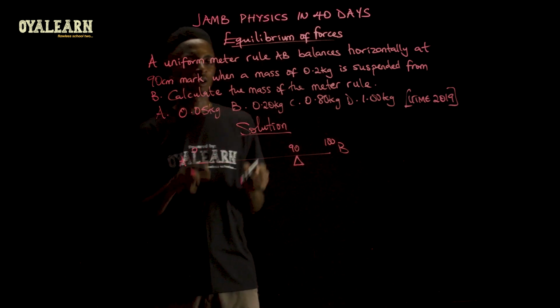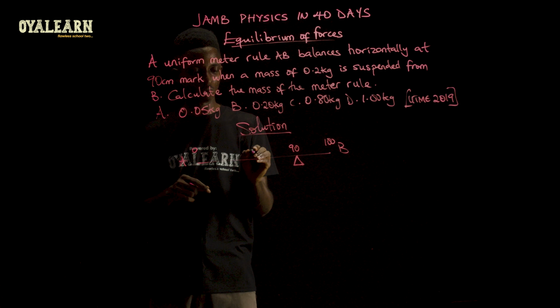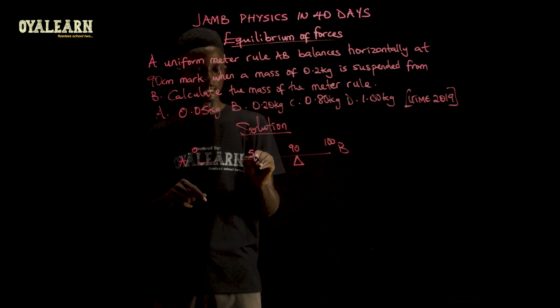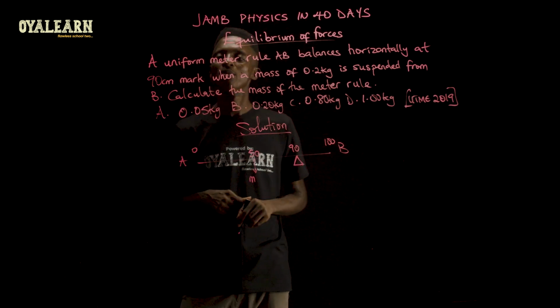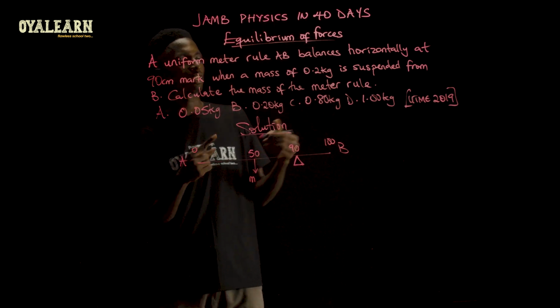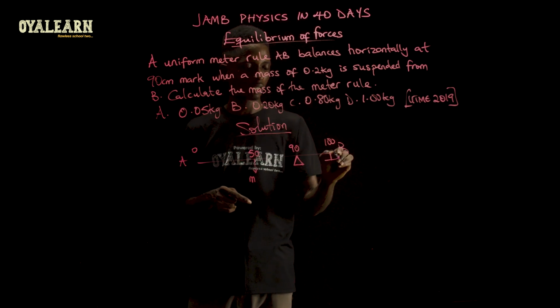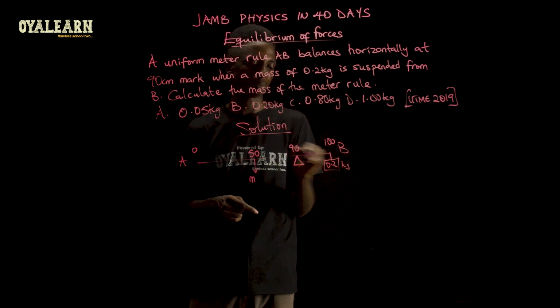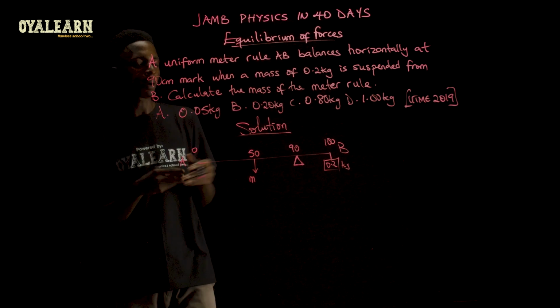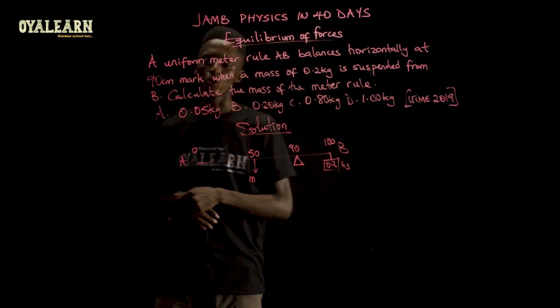Now, because it is a uniform meter rule, it means at point 50 is where the mass is going to be acting. So M would be here. And then the equilibrium force is placed at B according to the question. And this is 0.2 kilogram. Okay? So what we have to apply here is clockwise and anti-clockwise movement.